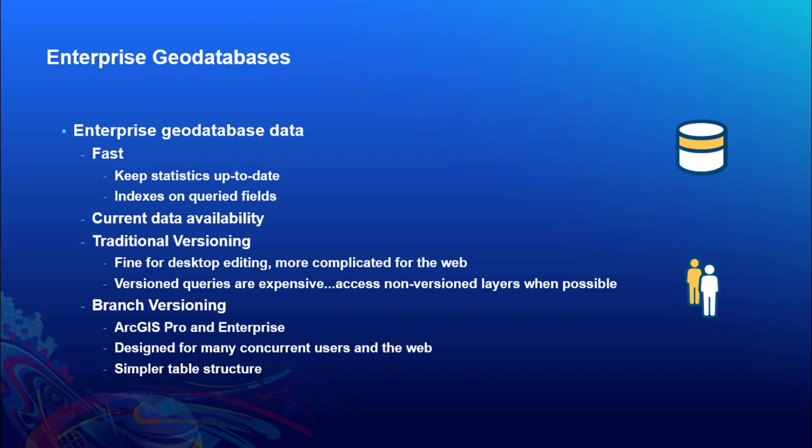Enterprise geodatabase data is fast, provided that you keep your statistics up to date and your indexes are set on the fields that you're querying in your queries. It provides current data availability. So if you're editing it, you can see that data as the changes are being made.